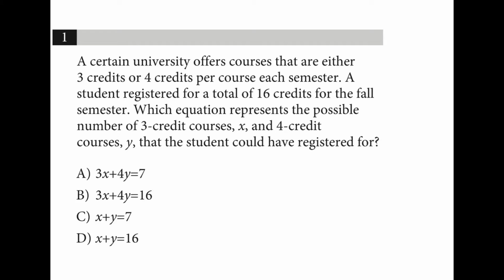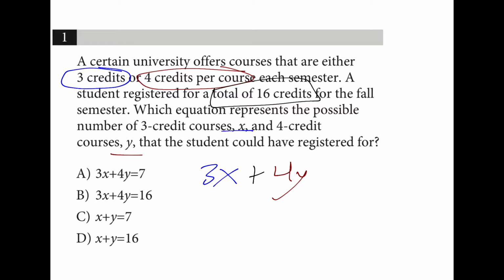We have 2 types of courses, a 3-credit course, which they call X, so I'll label that as 3X. A 4-credit course, which they call Y, so 4Y. And if we add them together, the total credits has to be 16. B.